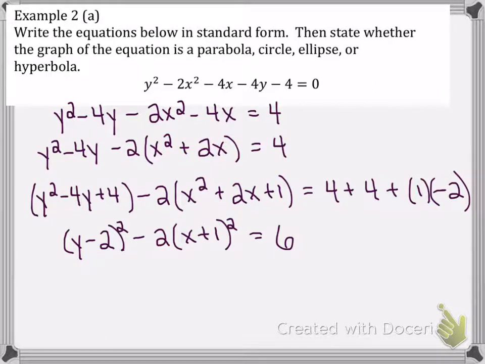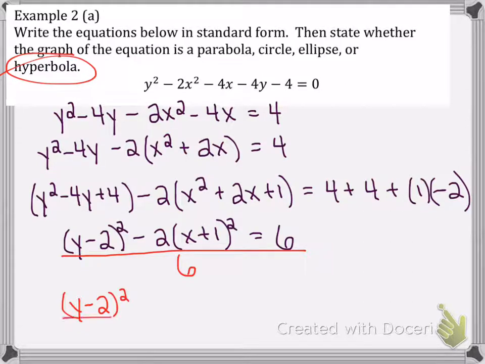At this point, I know that the curve is a hyperbola because of the subtraction. So in order to get it in perfect hyperbola form, I need to divide by 6. So it's (y minus 2) squared over 6 minus (x plus 1) squared over 3 equals 1.